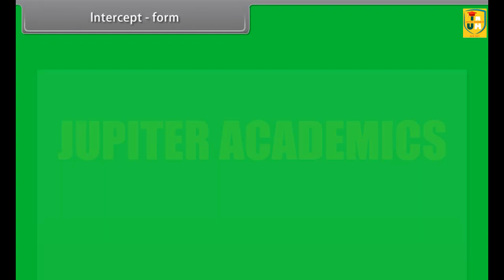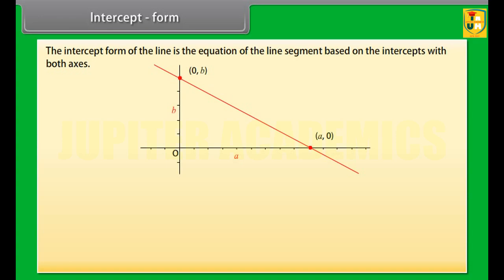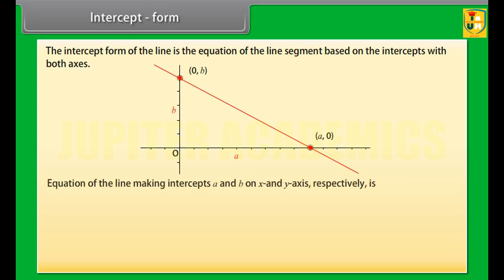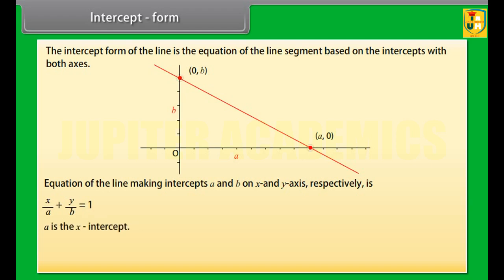Intercept form. The intercept form of the line is the equation of the line segment based on the intercepts with both axes. Equation of the line making intercepts a and b on x and y axis respectively is x by a plus y by b is equal to 1. a is the x-intercept, b is the y-intercept. a and b must be non-zero.